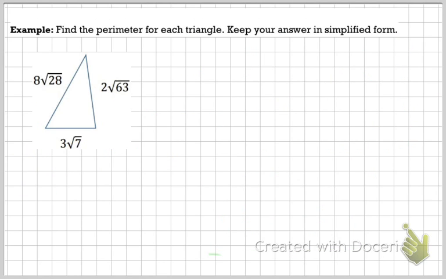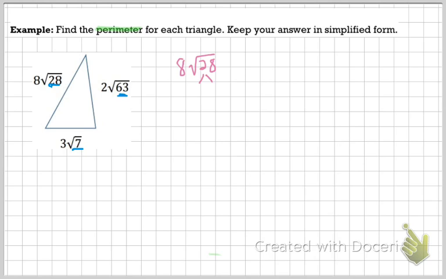Okay. This problem says find the perimeter for each triangle. Perimeter means add up all the sides. So we're going to have to add this plus this plus this. But start thinking, okay, if I'm going to add them, I need to be able to have the same radicand, which we don't. So we should already think, okay, 8 square root of 28.